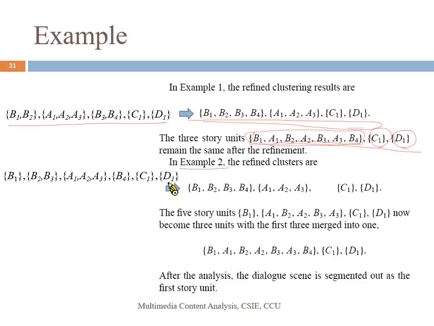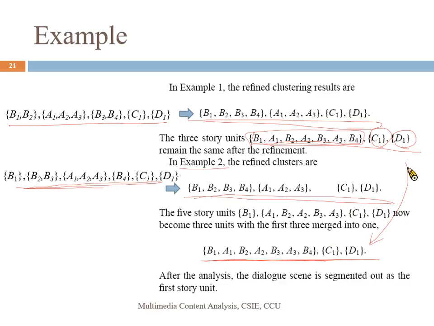In the second example, the initial clustering result is like this. Now the refinement clustering result is like this. So again, we get a scene change detection result like this. And we can see that with the refinement analysis, we have the same scene change detection result from both cases.